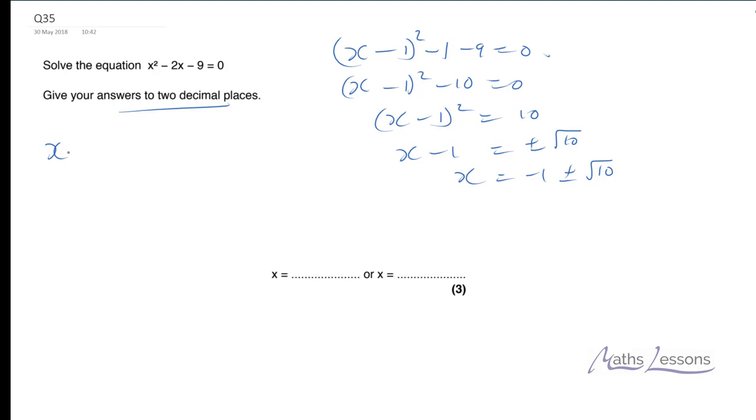Alternatively, you could use the quadratic formula. So we get minus b, which is 2, plus or minus the square root of b squared, which is 4, minus 4 times a times c. Well, a is 1, because it's 1 lot of x squared, and c is minus 9. So we're going to get minus 4 times minus 9, which is plus 36, all over 2a. So that is equal to x.